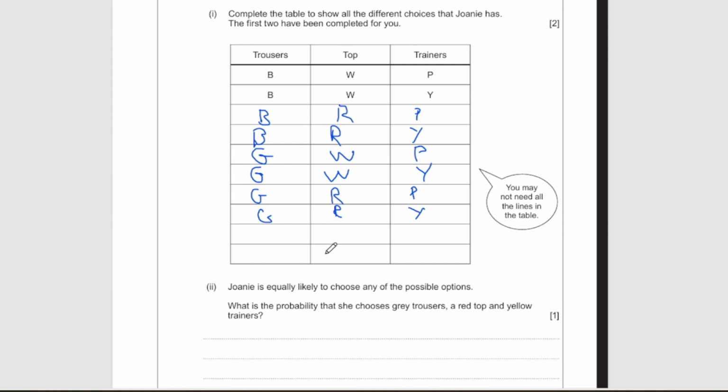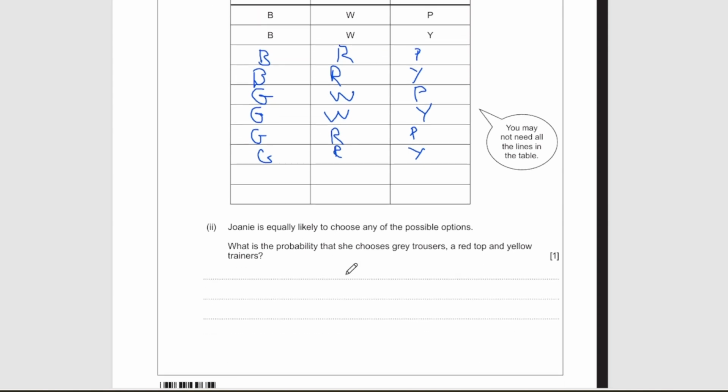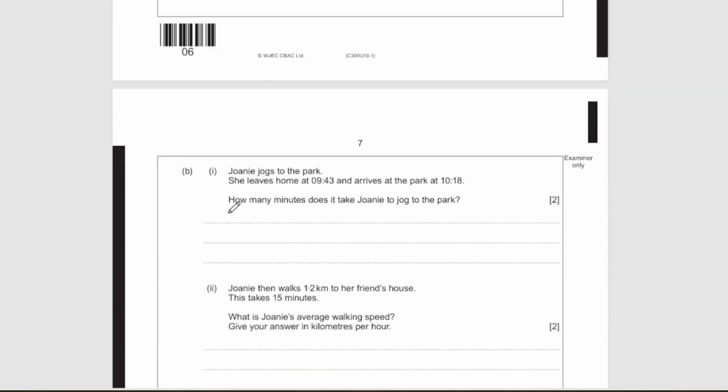Joni is equally likely to choose any of the possible options. What's the probability that she chooses grey trousers, a red top, and yellow trainers? So grey trousers. Here's our grey trousers. So we've got 4 of those. A red top. Out of all of the grey trousers, there's only 2 with red tops, and only 1 with yellow trainers. So that means it's 1. We can write as a fraction or a decimal. I would say a fraction is easier on this. So 1 out of 1, 2, 3, 4, 5, 6, 7, 8. 1/8. 1 out of 8 probability. 1 in 8 chance. 1/8 is the probability there.